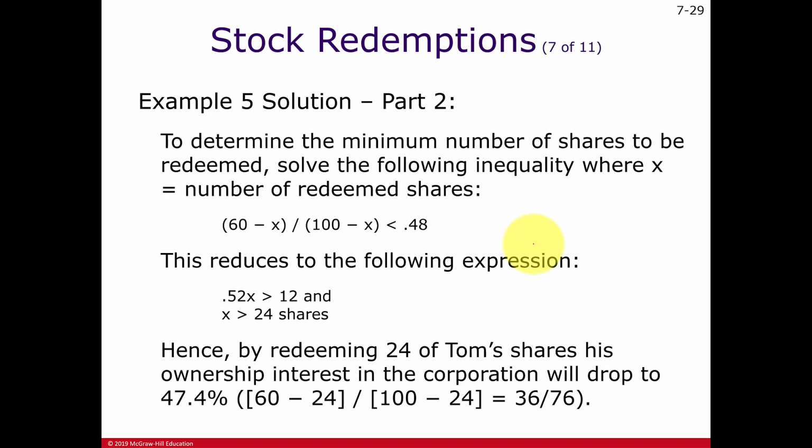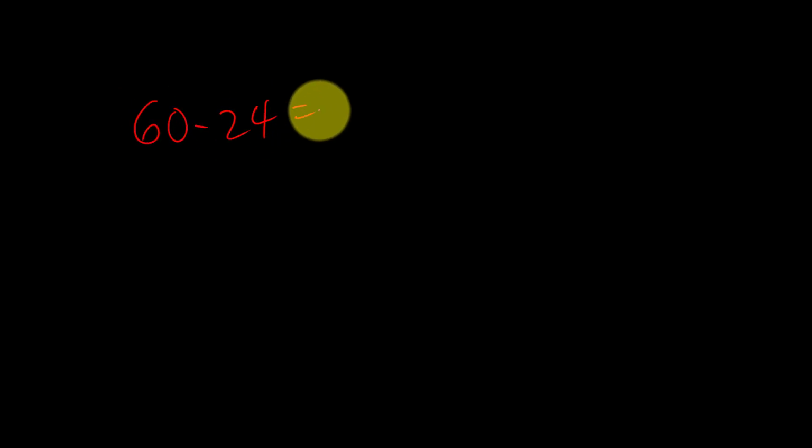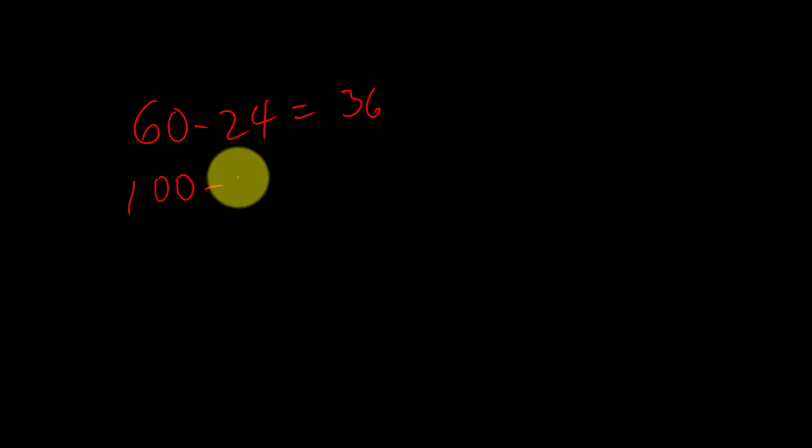Here it says he has to redeem 24 of his 60 shares to meet the 50 and the 80% test. So let's test that out here by starting with a blank screen. We have Tom that owns 60 shares, and we're told he's going to redeem 24 shares, leaving him still with 36 shares of interest in the redeeming corporation. The corporation has a total of 100 shares outstanding before the redemption, and here's how much they're redeeming from Tom.